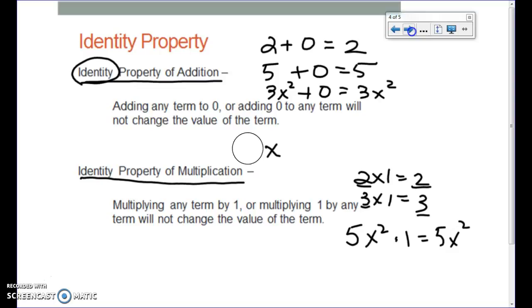We don't ever write that 1 because we know that the identity property says that we can multiply by 1 and it's not going to change. So that's why we assume that there's a 1 in front of the x here. If there's no coefficient, we always know it's a 1 because 1 times anything is still itself. So the identity properties: adding 0 to something or multiplying it by 1 will not change its value.